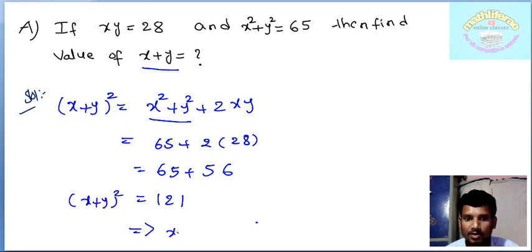Then the value of x plus y equals under root of 121. Under root of 121 value is 11. Okay, 11 into 11 is 121. Now next, some shortcut method.